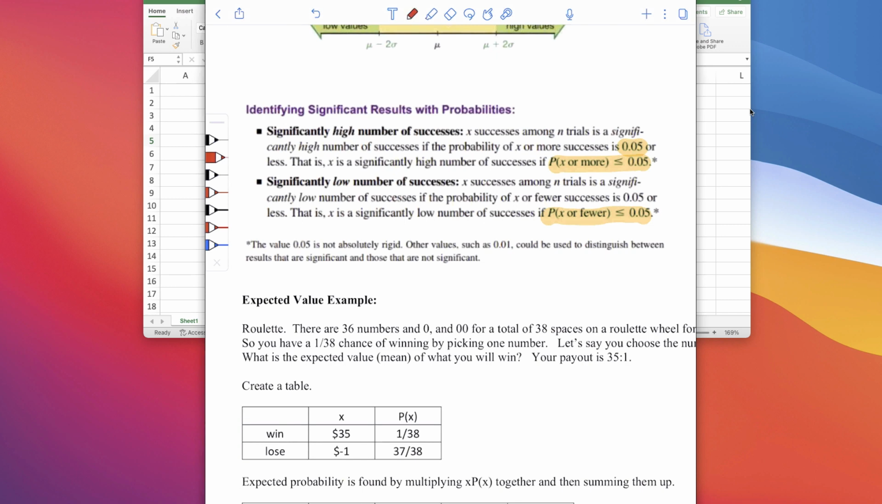Again, it's if it's X or more, like more than 5 heads, or less than 1 head. It's like how many trials are you looking for? And if that probability is less than 5%, it's either significantly low or significantly high, depending on if it's above or below what you're looking for.